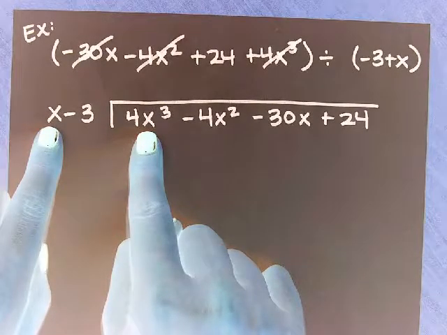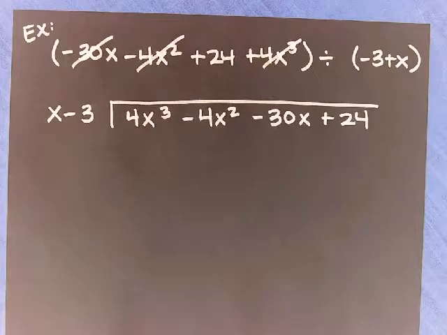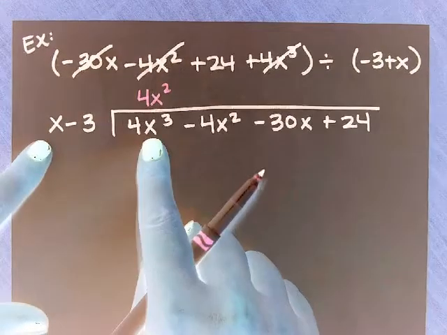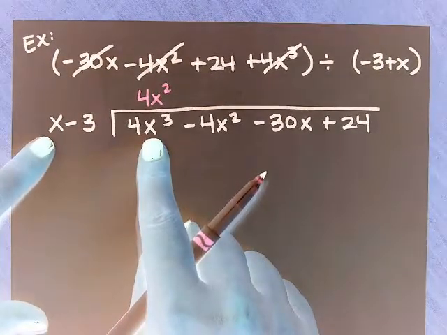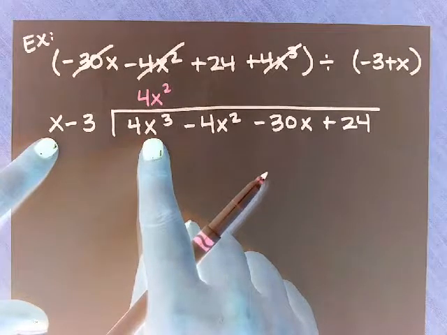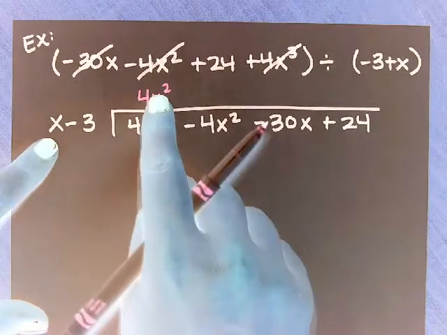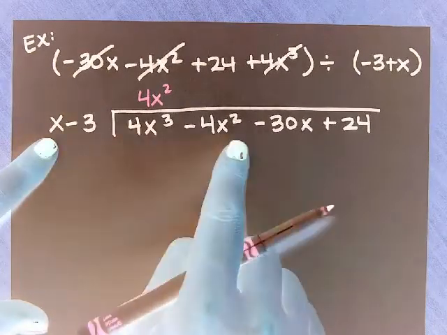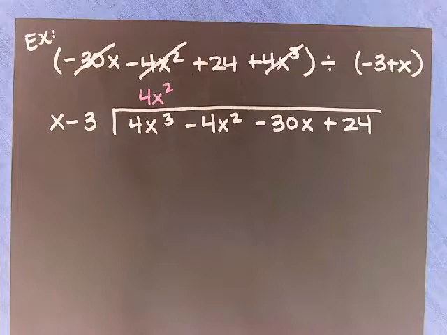All right, what did you write on top? 4x squared gets written on top, so we were saying x multiplied by what becomes the 4x to the third. Okay, what's the next step? Yeah, so we're going to multiply it by the first two terms, and then we're going to line it up underneath, right? Okay, so go ahead and do that part.